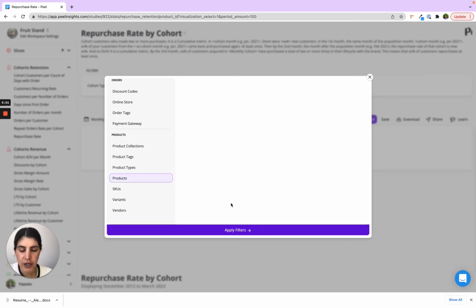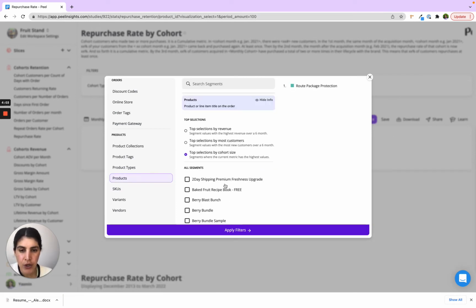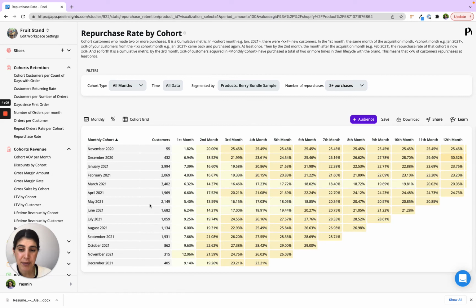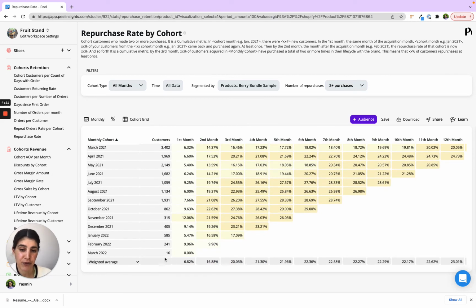So we could look at people who bought the berry bundle sample. These are the number of people who had the berry bundle sample within their first order, and this is what their repurchase rate looks like. And you can save this and add it to a dashboard and compare a bunch of different products to one another. And you can use our single cohort feature to zero in on a particular month and compare a bunch of different products together. And that's the way to look at it.